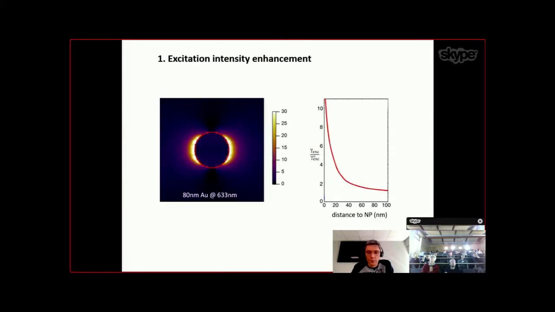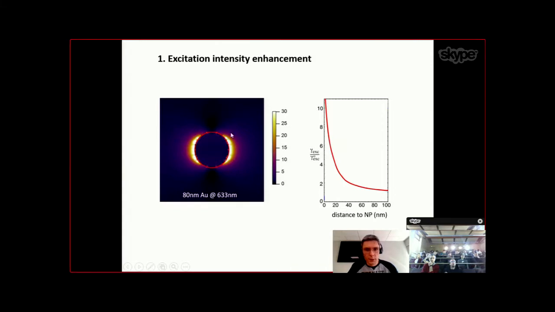Okay, so we saw there are three parameters to control the fluorescence of a single molecule with nanophotonics: excitation intensity, radiative rate and quantum yield, and the last one is collection efficiency. So I'm going to go over all these three effects. First one, excitation intensity enhancement.